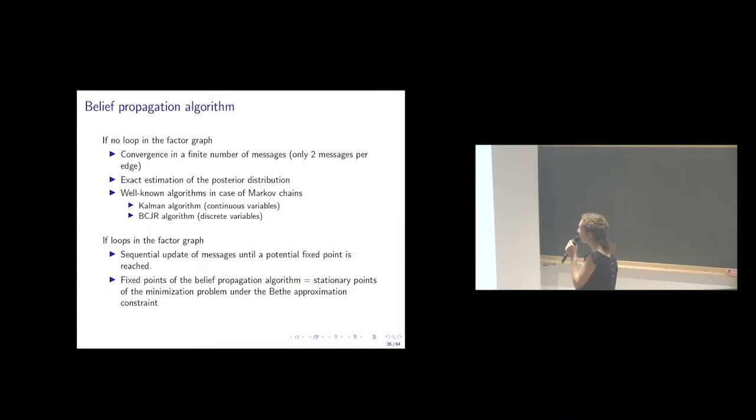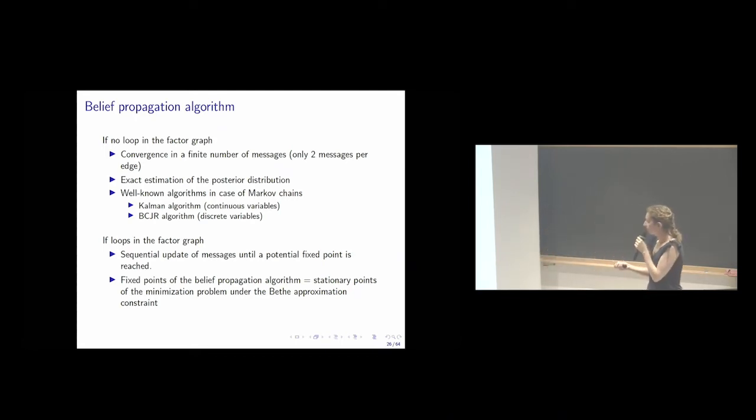If there are loops in the factor graph, you can still use the procedure of belief propagation. You have a sequential update of the messages until a potential fixed point is reached. And there is a theorem which is recalled in the paper. I will give you the reference at the beginning of the talk. So fixed points of the belief propagation algorithm are stationary points of the minimization problem under the beta approximation constraint.